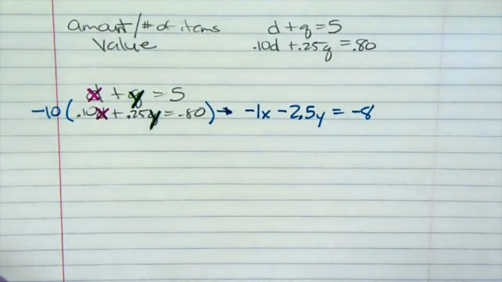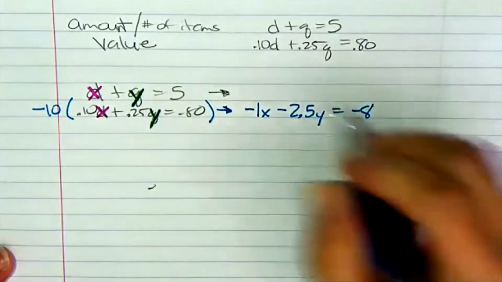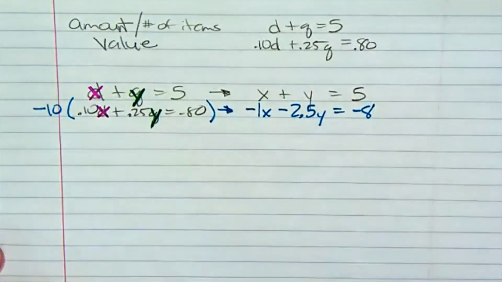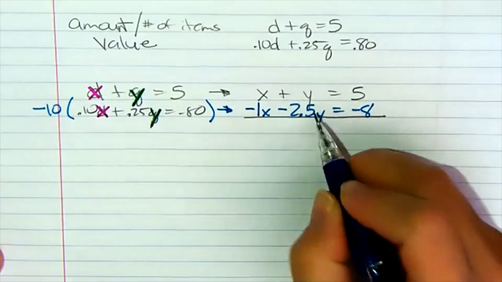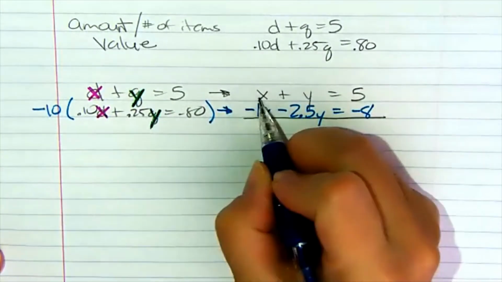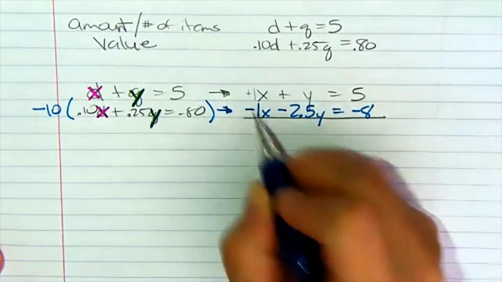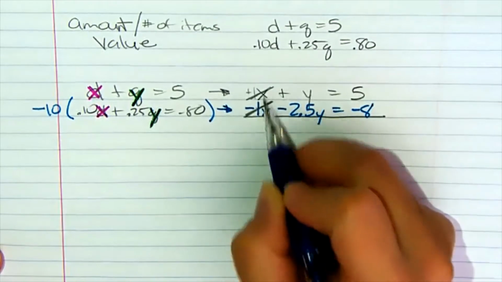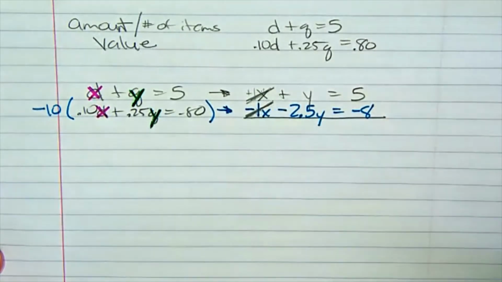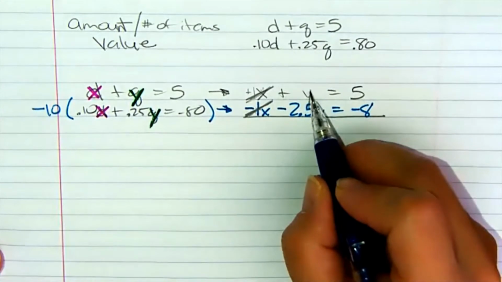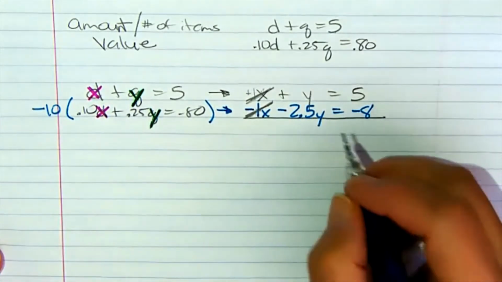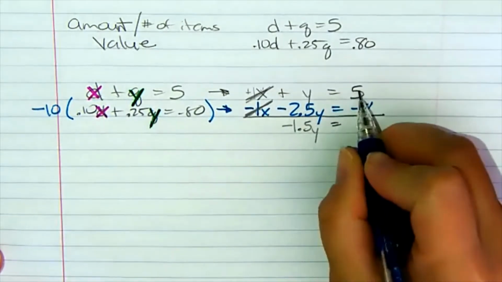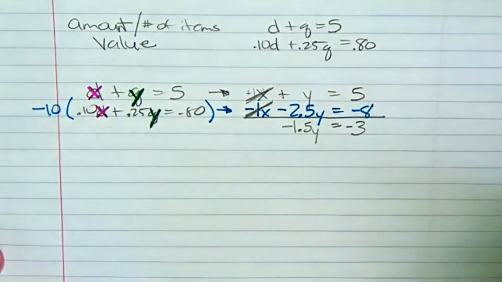Okay, now this equation can come straight across. x plus y equals 5. When I combine these equations, this is technically a positive 1x. That positive 1 is invisible. So my x's cancel each other. They are eliminated. y minus 2.5y is negative 1.5y. And 5 minus 8 is negative 3.